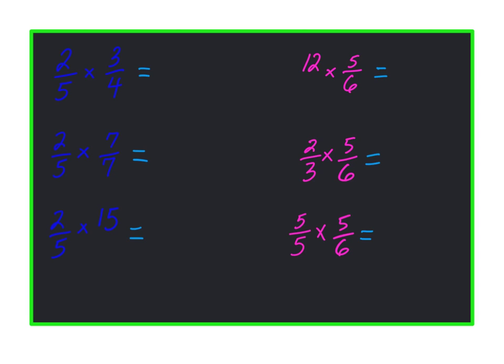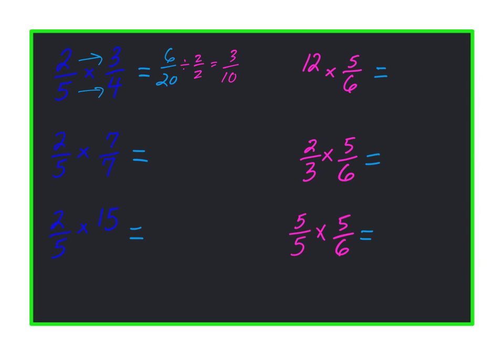So here I have 2/5 times 3/4. So what I'm going to do is, you can multiply straight across, and you get 6/20, or I can simplify that by dividing the top and bottom by 2, since they're both even, and I get 3/10.